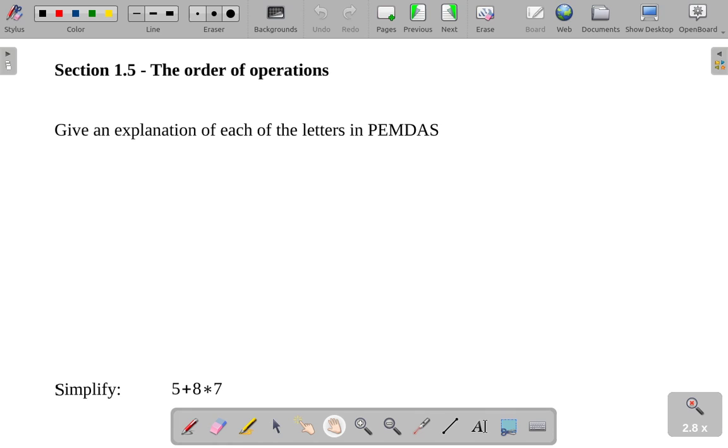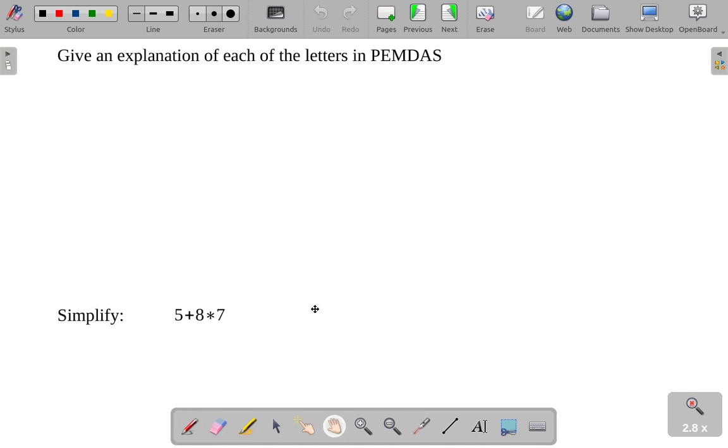In section 1.5, we start to talk about the order of operations. If we have an expression like this, you can see it says 5 plus 8 times 7. Depending on which operation we take into account first, we're going to get different numbers.